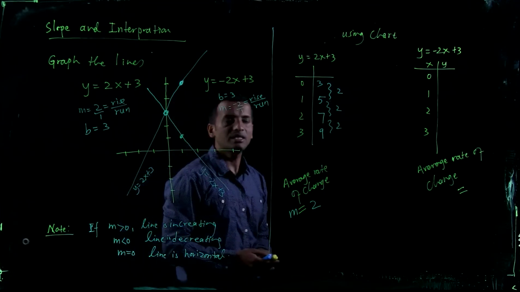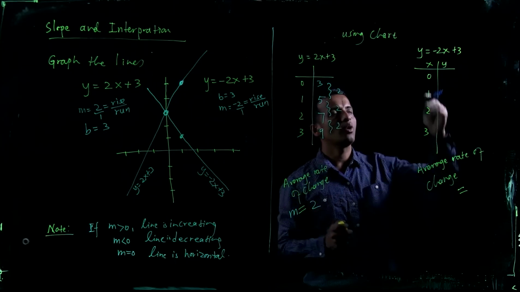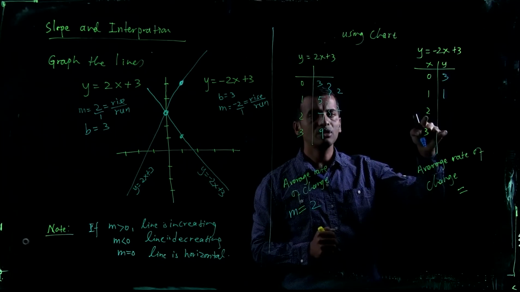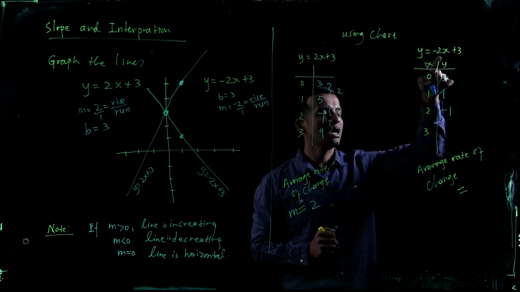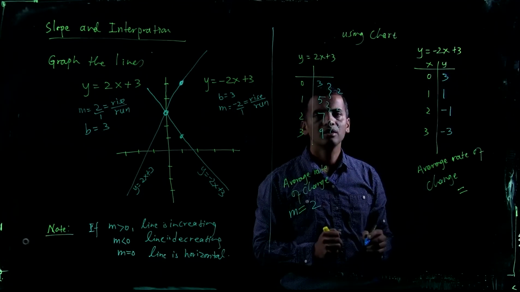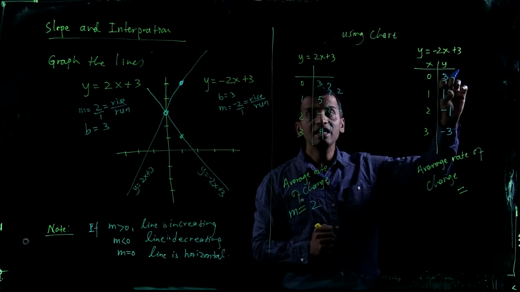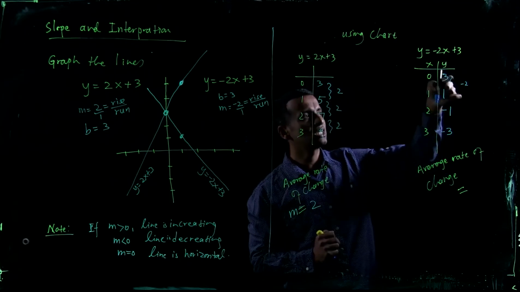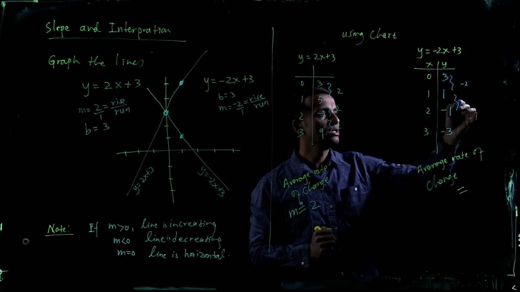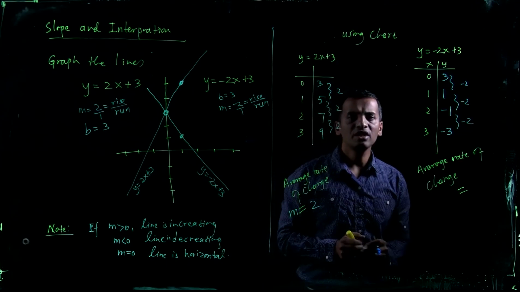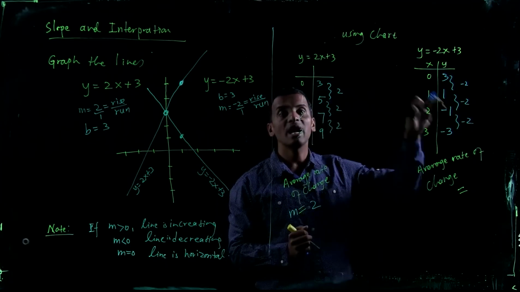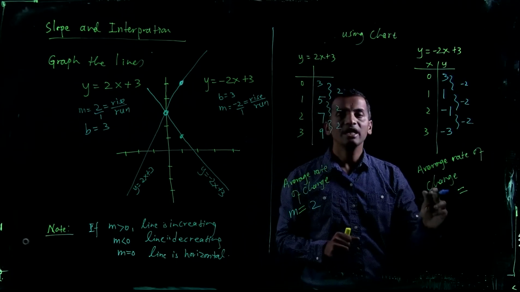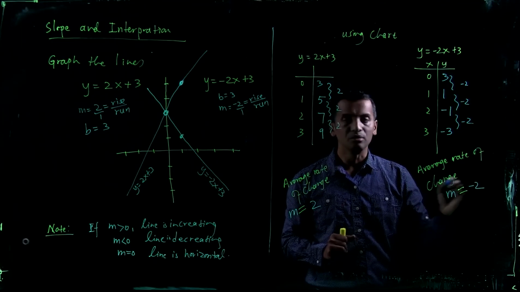All right, let's see the second equation. In the second equation, you have y equals negative 2x plus 3. Let's plug in 0. So what do you think here? It is decreasing by 2, right? Because the difference here is negative 2. If you subtract this from that, it is negative 2, negative 2, negative 2. So the difference here is negative 2, meaning that the y values are decreasing by 2. So you can say that the average rate of change is the same as m, but it is negative 2.